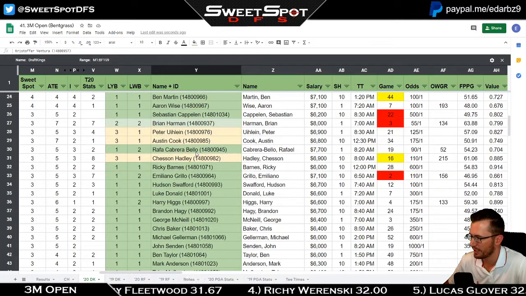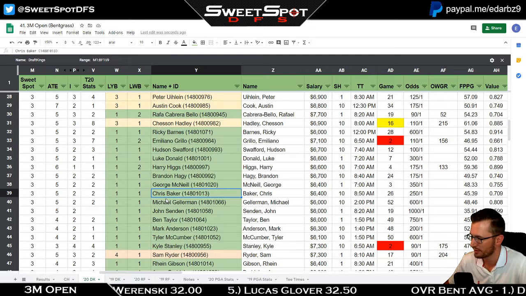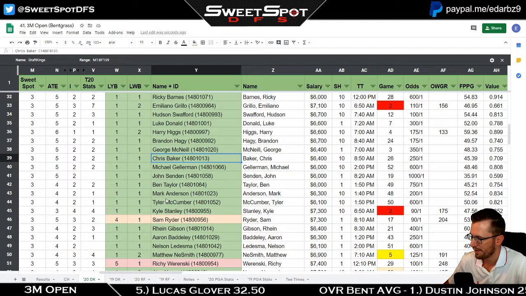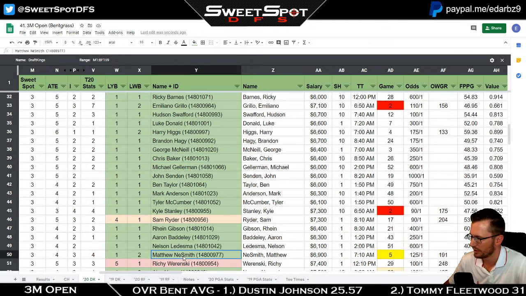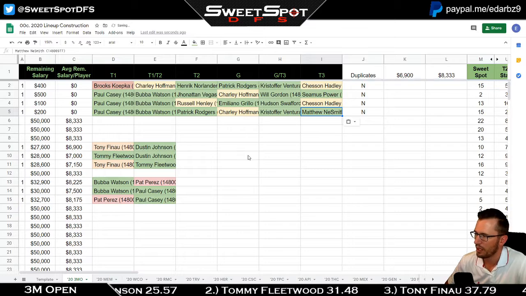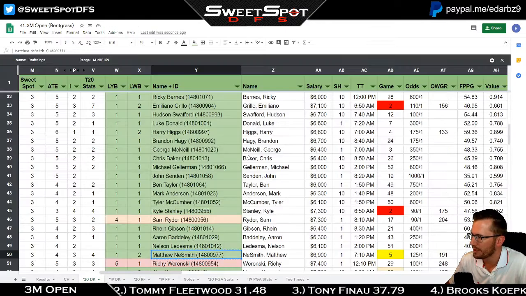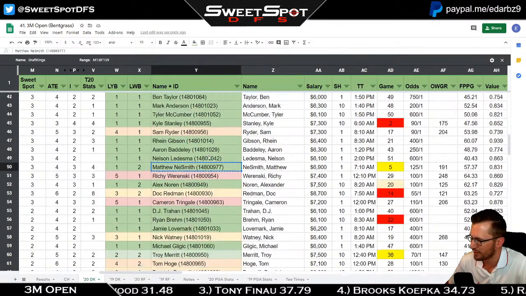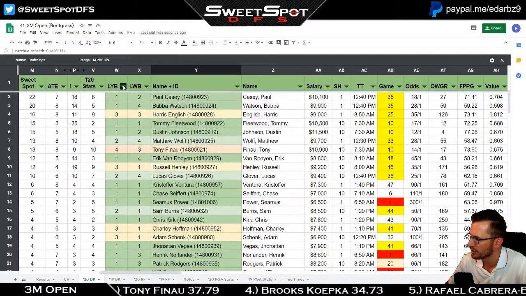A lot of good players down here. Chris Baker is a talented golfer. We'll go with Matthew Naismith. So I like this lineup. Probably not my absolute favorite. Where are all of the twos, honestly?